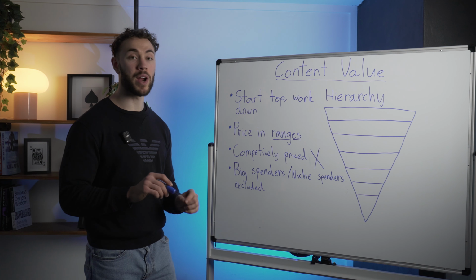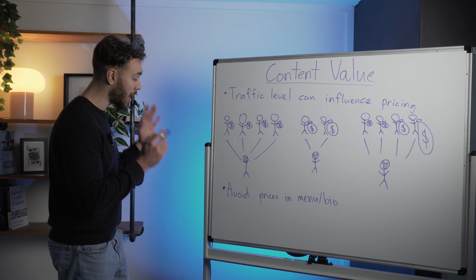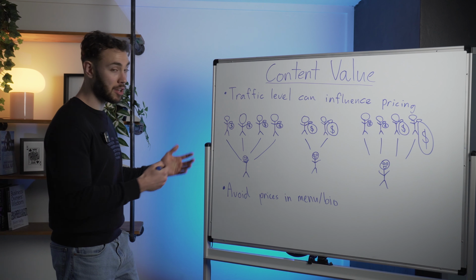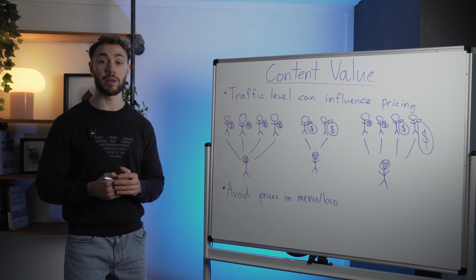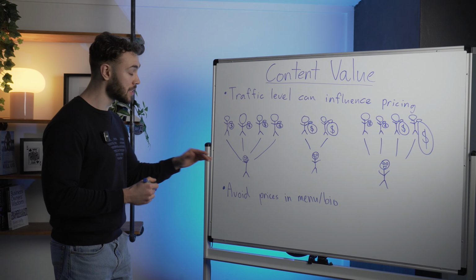Now, something else to consider is that the traffic level on your account should influence the way that you think about your pricing. And to demonstrate, I have perhaps the best diagram in the world. Here we have an account with lots of traffic. There are lots of subs coming in. It might even be a free account. And what this creator has chosen to do is have a low content price and really focus on distributing that content to as many fans as possible. That's probably going to be with mass pay-per-view.